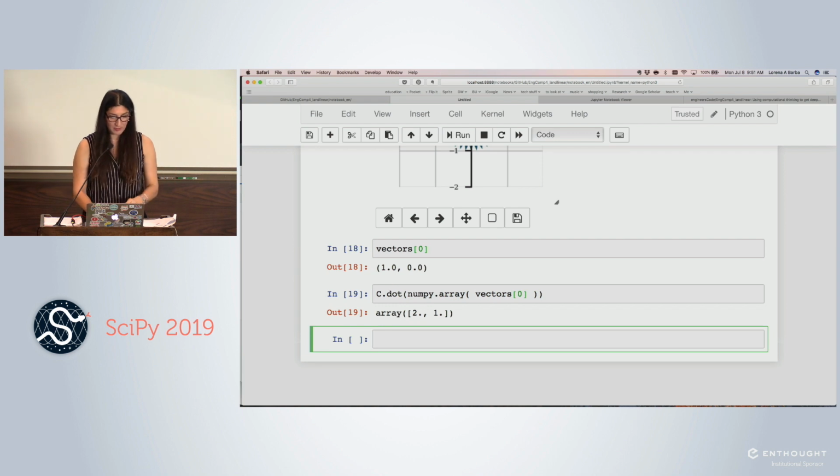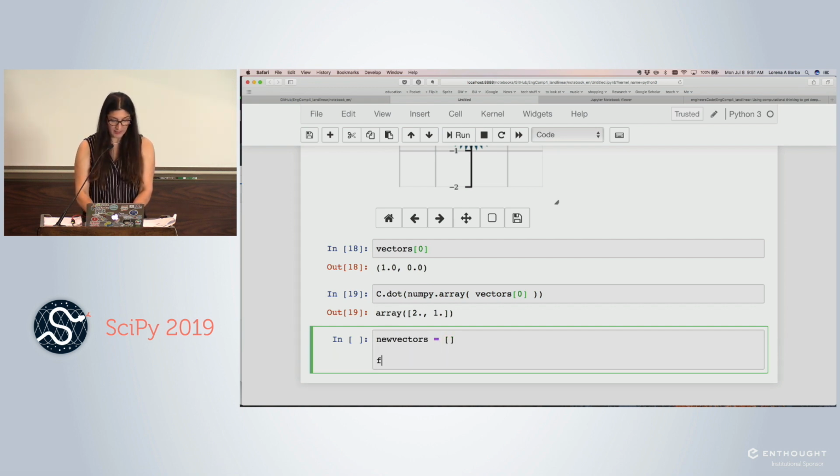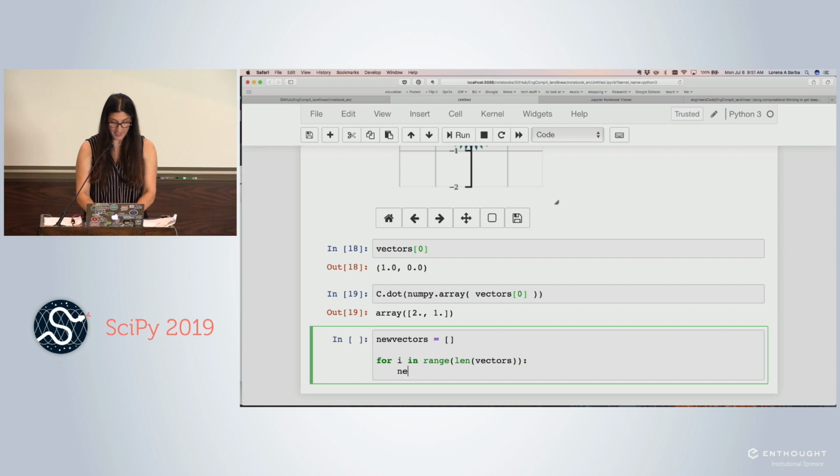We're going to do it the long way. Just to be explicit, we're going to transform every vector in this list and append the transformed vector to a new list. Let me call that new vectors. We're going to create an empty list to start with, and then I'm going to iterate for I in range the length of this list of vectors. And we're going to just append, new vectors dot append. What are we going to append in here? The product of the matrix C dot with the original vector. And we need to turn that into a NumPy array because we just saved it as a list. So vectors is our list, and I is the index.